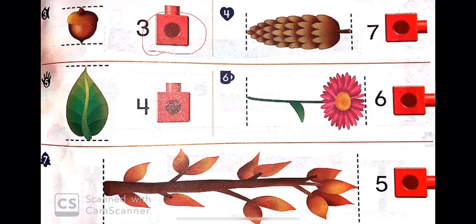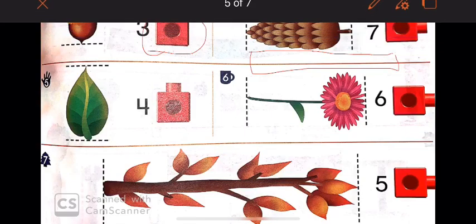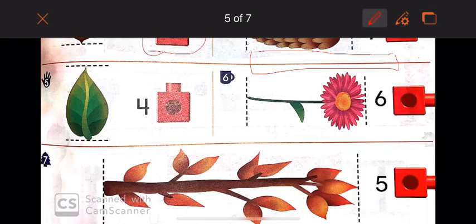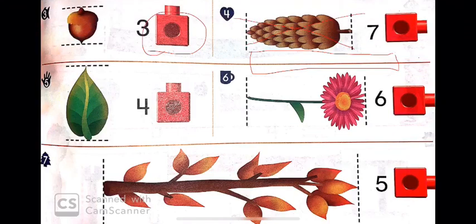Now, in number 4, I have a pine cone and I will compare it with a train of 7 cubes. Mark an X on the one that is shorter. What do you think? If I put 7 cubes and I make a train of 7 cubes, I think it is actually longer than the acorn. So I will put an X on the pine cone.